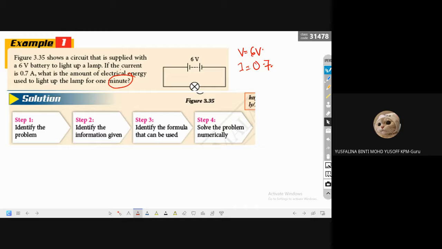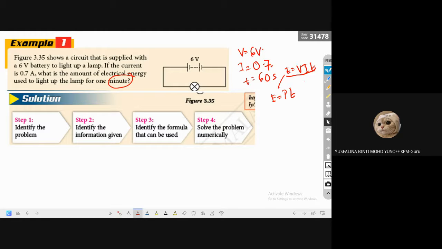So that means T is 60 seconds, right? If you want to find the E here, what is the formula you want to use? We know E is equals to PT, and also I know already that E is actually VIT, right? So you can straight away use this one.